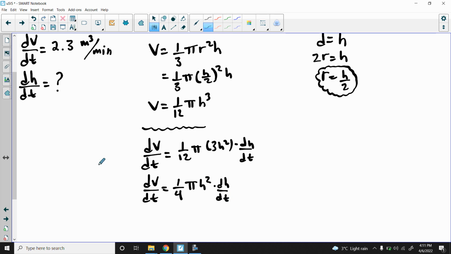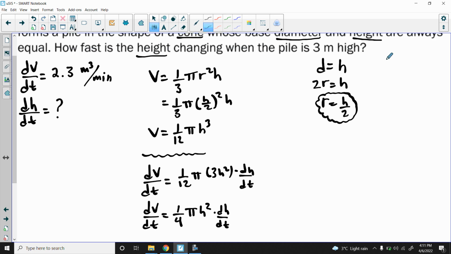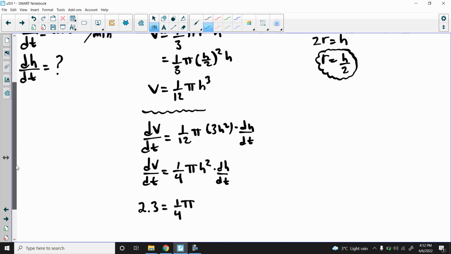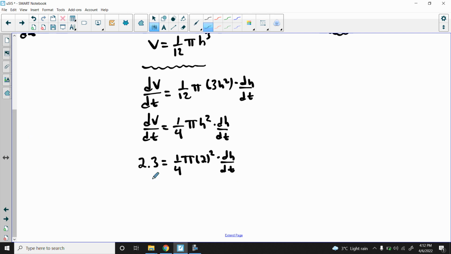So now we can go ahead and sub. This one is not great for mental math because of the 2.3, and we also have the height is 3. But at the same time, it's not that complicated. So 2.3 equals 1 over 4 pi, and then 3 squared times dh over dt. And so you end up with 2.3 times 4, and I'm not messing with this mental math on a video because I will never hear the end of it if I mess it up.